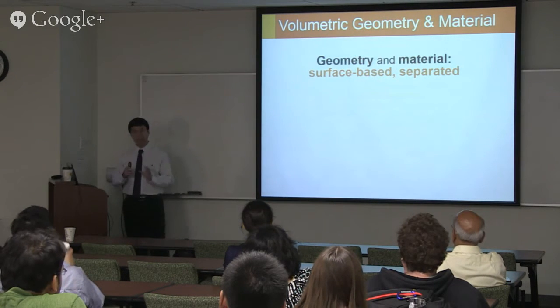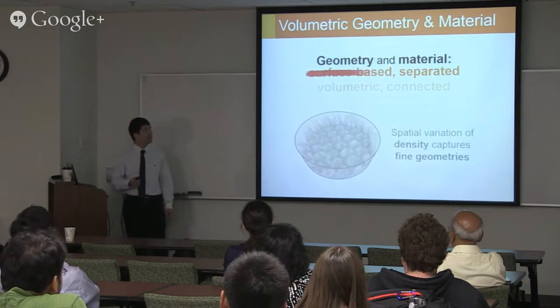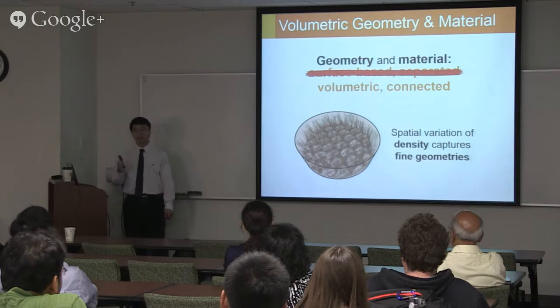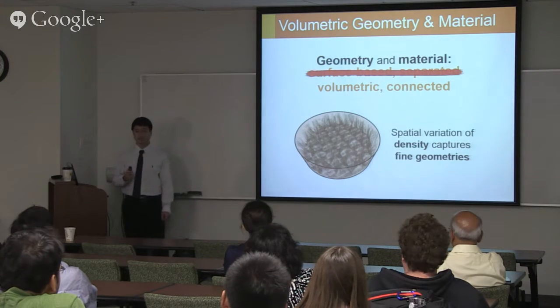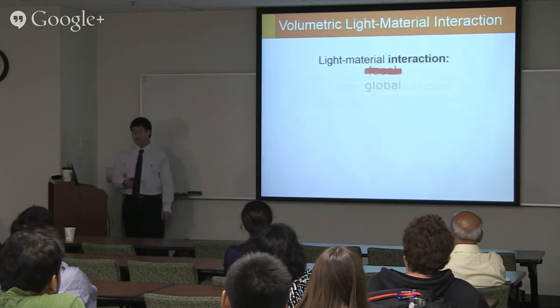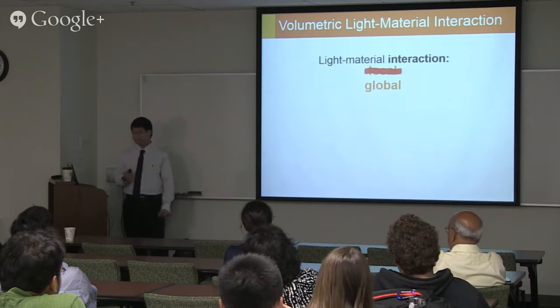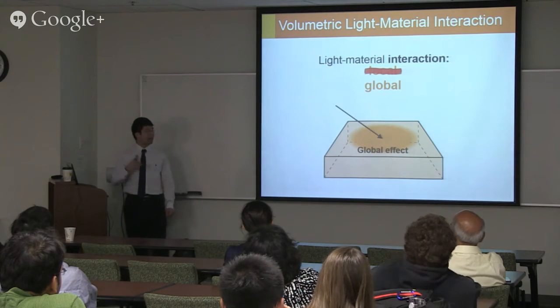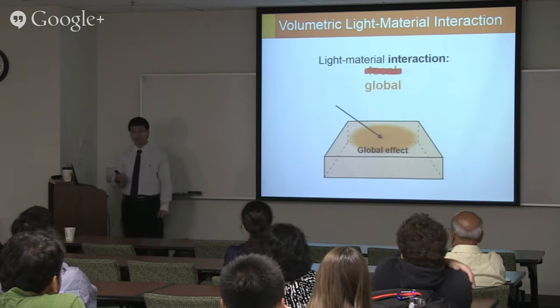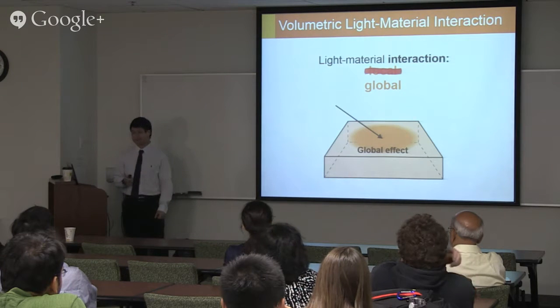So in the volumetric framework, geometry and material are no longer separated. This is because the spatial variation of scattering parameters, especially the density value, is able to capture very fine 3D structures. Light-material interaction is not local anymore either. This is because when light enters a volumetric medium, it can affect a region around the entrance point. So in theory, it can even affect the whole volume.